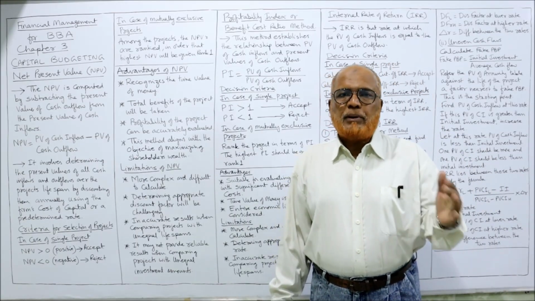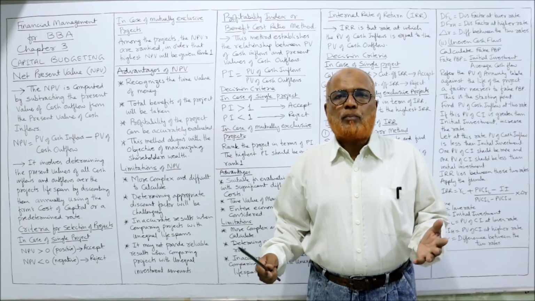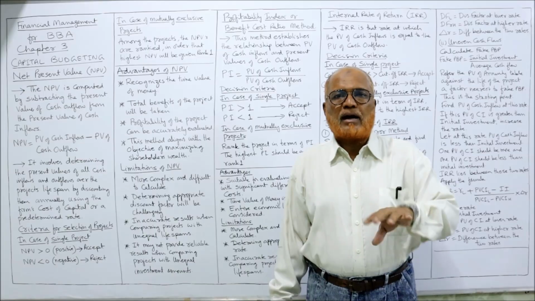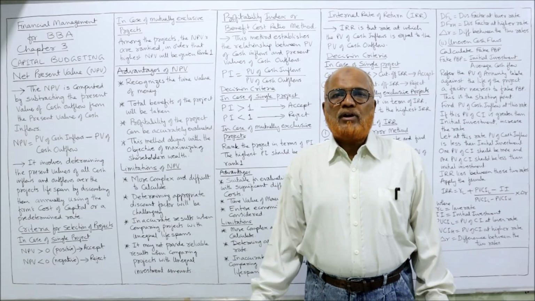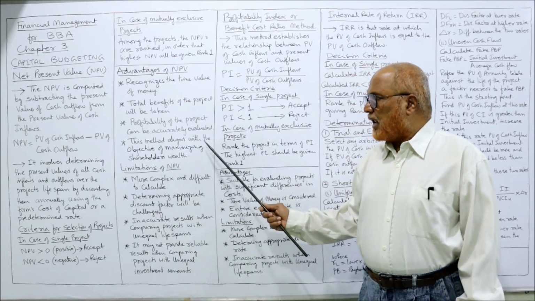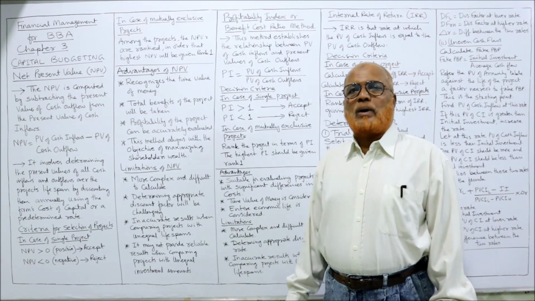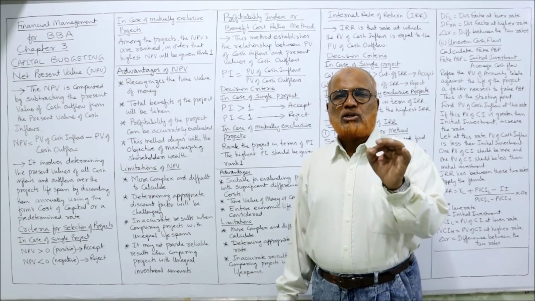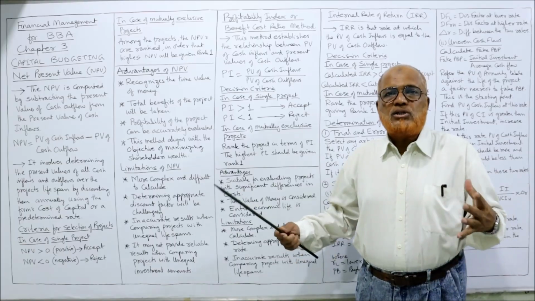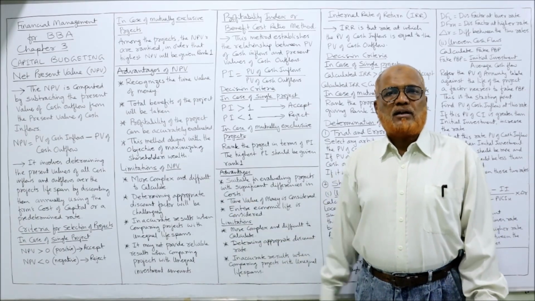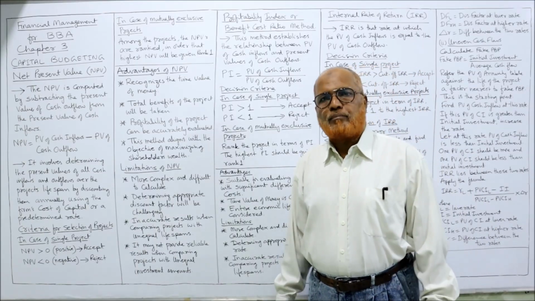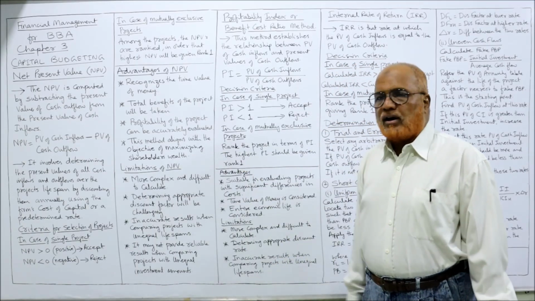In case of PBP, we are not evaluating the profitability. We are simply saying how much period we require to get back our investment. But in case of NPV, we are considering the profitability. Next one is this method aligns with the objective of maximizing shareholders' wealth. The ultimate objective of financial management is to maximize the wealth of the shareholders, and this method is in alignment with that objective. So these are a few advantages.